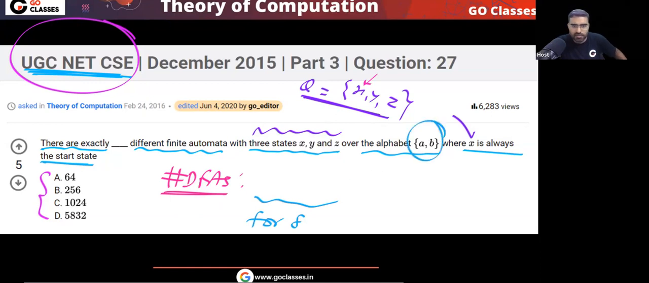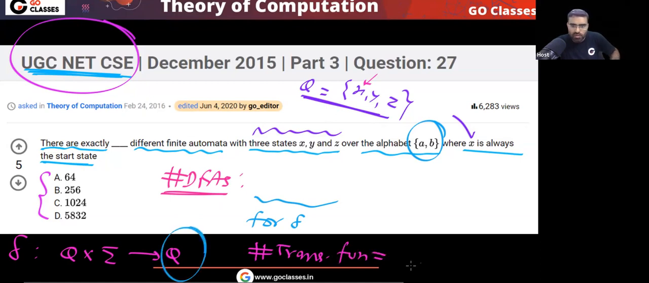The alphabet is this. So your transition function will be like this: Q cross sigma to Q. So what will be the number of transition functions? It will be the size of Q, that is 3, to the power 6. Yes or no? So for delta, this will be 3 power 6.